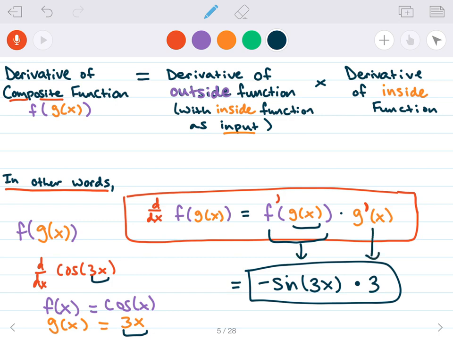So this is the first part of the chain. This is the second part of the chain. And that's my derivative of the composite function. As I said, we're going to do a bunch of examples like this, but this is the idea.